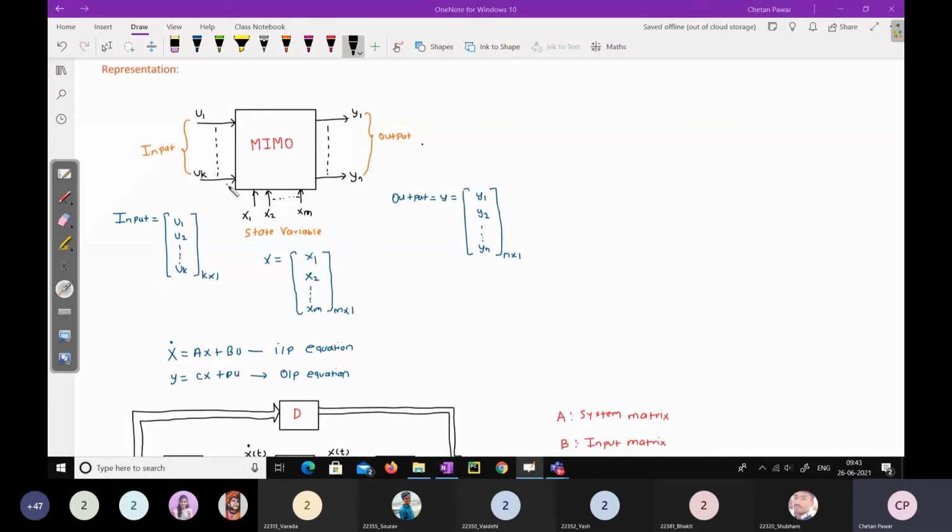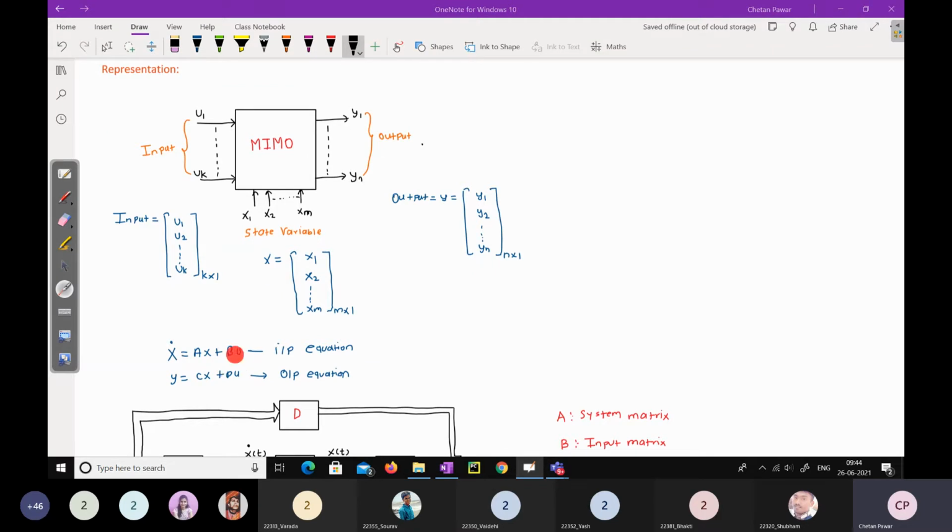Now if you want to represent this system using state space equations, there are two important equations. The first one is the input equation. Here X is the state vector. That may be a vector holding the capacitor voltages, or a vector holding the inductor currents. X bar means the derivative of x. Then u is the input. If you apply an input to the system, u is the input here.